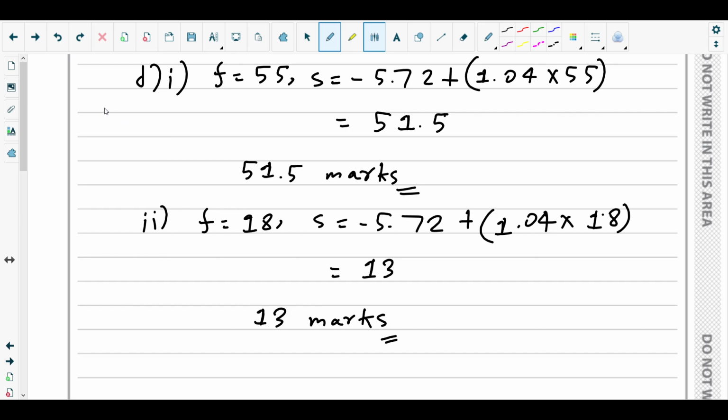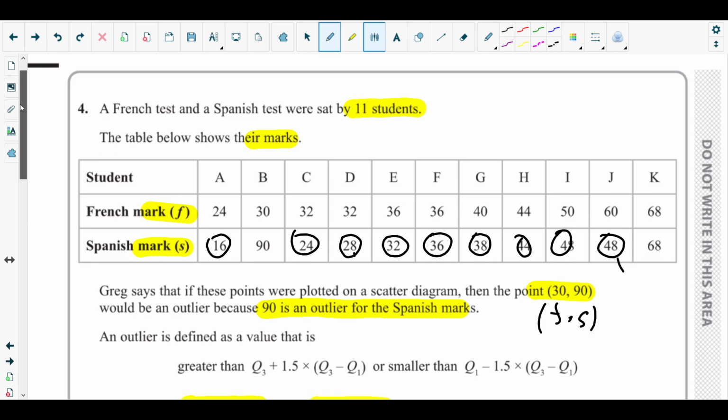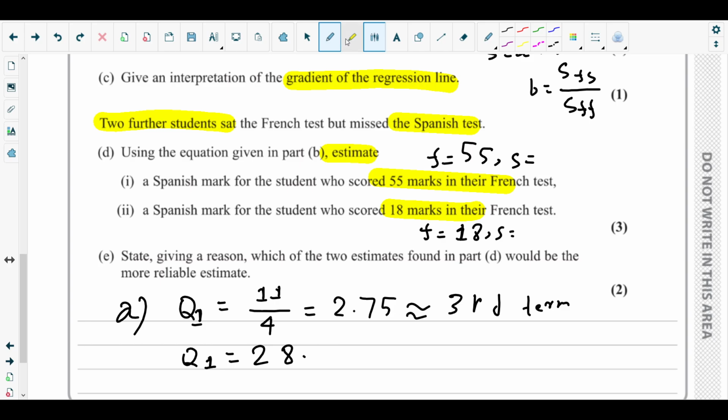Okay, next, the last part of this question, question number 4, part E. In part E, they have asked: state, giving a reason, which of the two estimates found in part D would be the more reliable estimate. Which one would be the more reliable? From chapter number 5, regression line equation, you will have this idea that for an estimation to be reliable using the regression line equation, it should be interpolation, right? What does interpolation mean? That means the value that you are estimating should be within the range of the data.